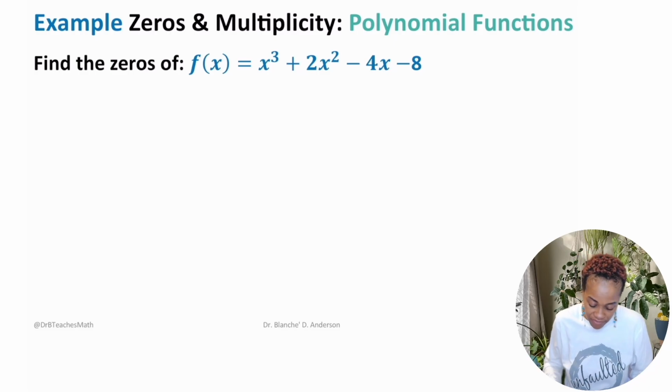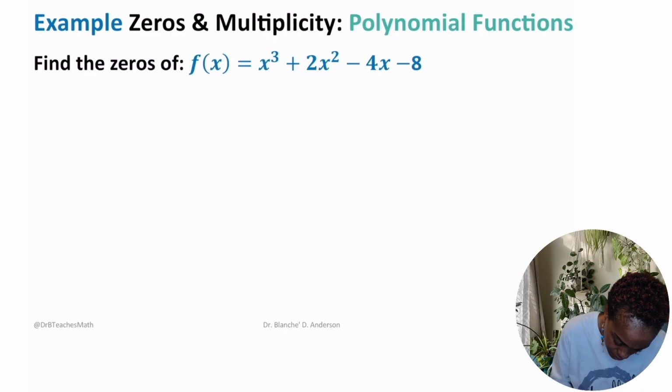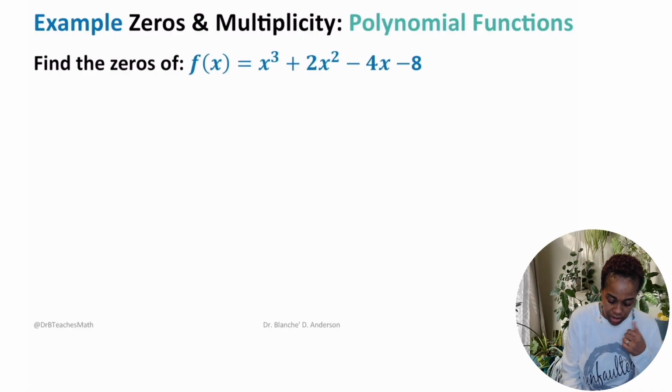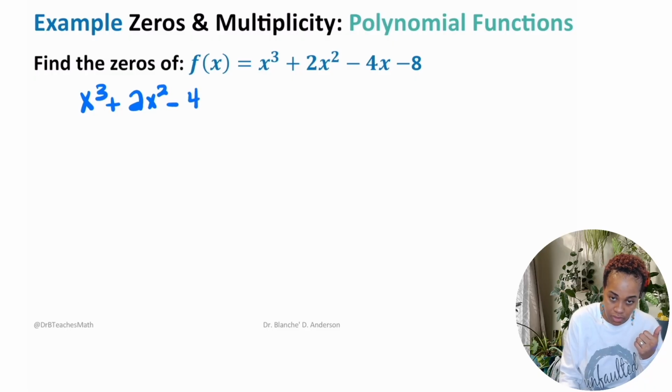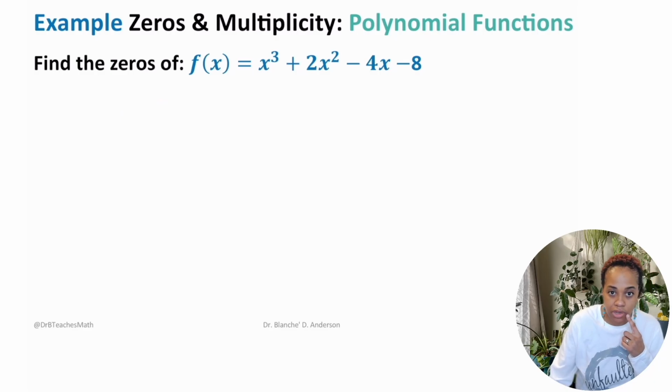Okay, so before I factor this, I need to figure out what I need to put together, right? Let me rewrite this. Okay, so I'm going to put x cubed plus 2x squared minus 4x minus 8. What I want to rewrite is this part. I'm going to attach the minus to the numbers, okay? So this is what I'm going to do.